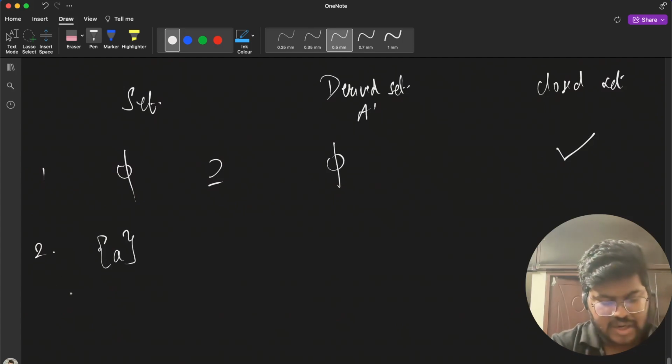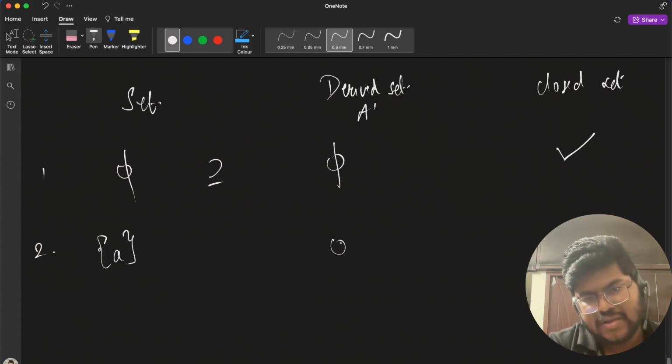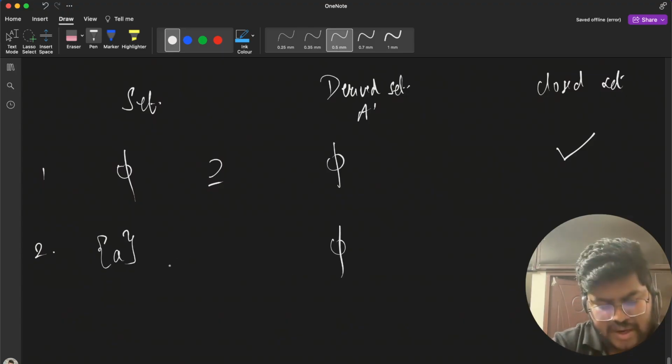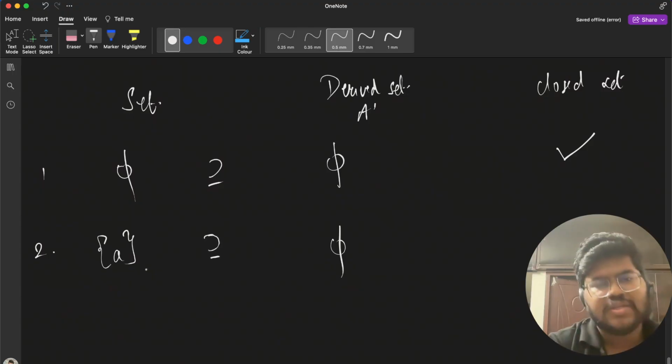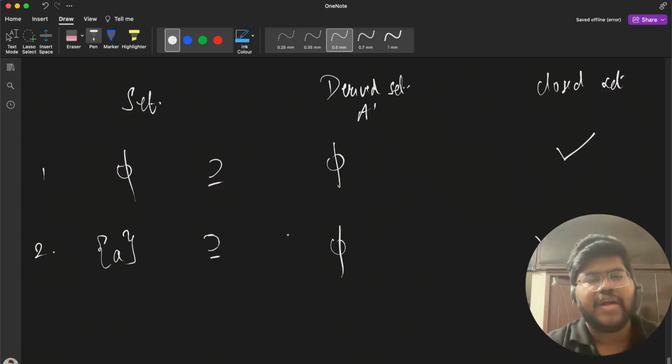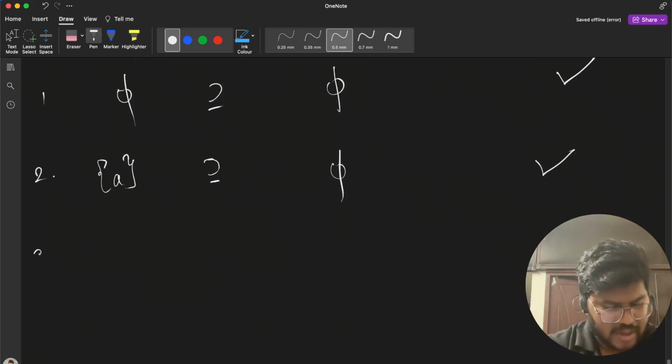So singleton set A has a derived set as phi, the empty set, and of course we know that the empty set is a subset of the singleton set, so therefore it is closed, right?